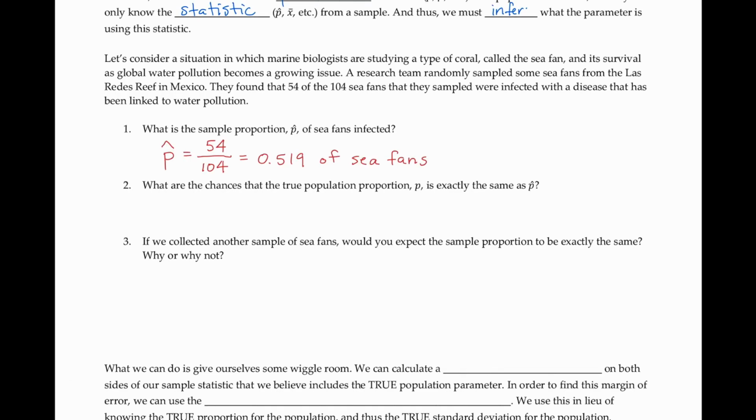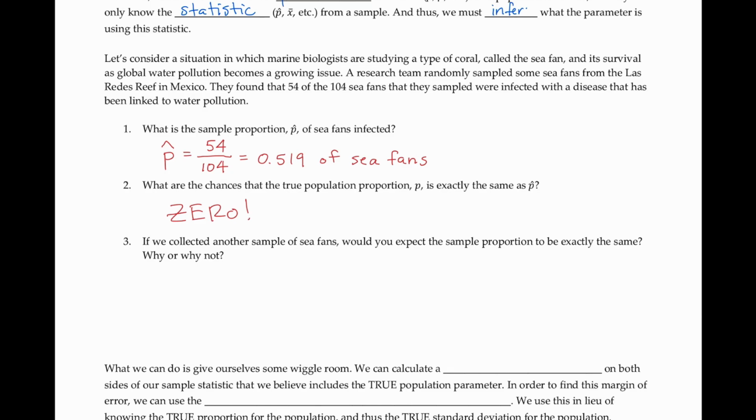So you should have gotten this. p hat is 54 over 104. That's approximately 0.519, about 52% of sea fans in this sample. Okay, next question. What are the chances that the true population proportion p is exactly the same as p hat, 0.519? Hopefully you said that the chances there is 0.